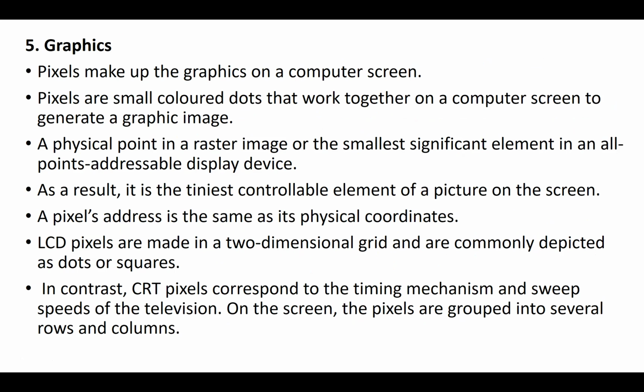And graphics, if you take pixels, which make up graphics here. There are small colored dots that work together on a computer screen. This is a graphic image. Basically, a pixel is a physical point in a raster image or the smallest significant element in an all-points-addressable display device, the tiniest controllable element of a picture on the screen. Pixel address is the same as physical coordinates. LCD pixels are made of a two-dimensional grid format and are commonly depicted as dots or squares. And CRT pixels correspond to the timing mechanism and sweep speeds of the television.